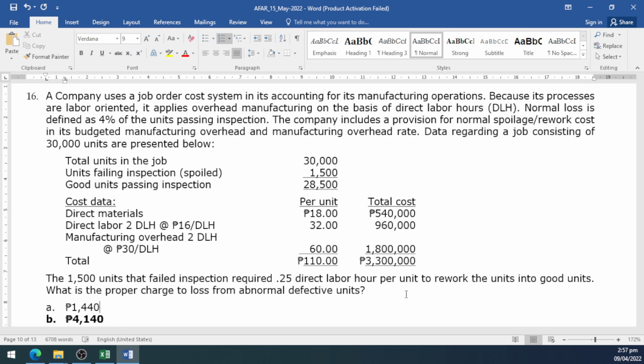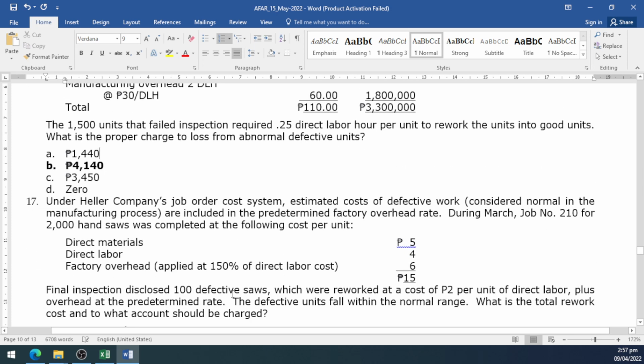And the rate is 16 per DLR. Overhead is 30 per DLR. Pwede nyo nang pagsamahin yan. 16 and 30, 46. 90 times 46. The total rework cost of the abnormal units na 360 units ay 4,140. Debit to loss from abnormal defective units, credit to salaries and wages payable, and credit to applied factory overhead. Yan po yung 4,140. Okay?